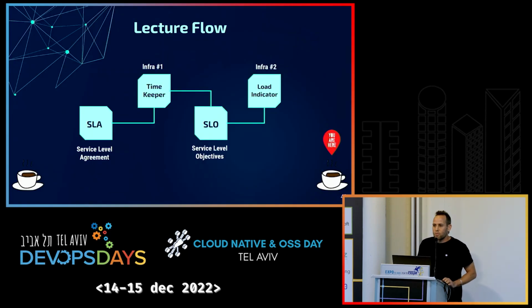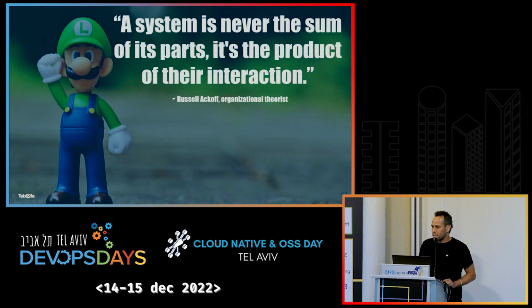And I would like to end with a quote of Russell Ackoff, an American organizational theorist, who said, "A system is never the sum of its parts. It's the product of their interaction." And I think this is the most important lesson we've learned during this process, and this is the best tip I can give you. Only after learning the interaction between different parts of our services can we manipulate them to work ideally. So 20 minutes ago, I promised you that the concept I would go through would be something valuable for you. Well, I hope I kept my word.